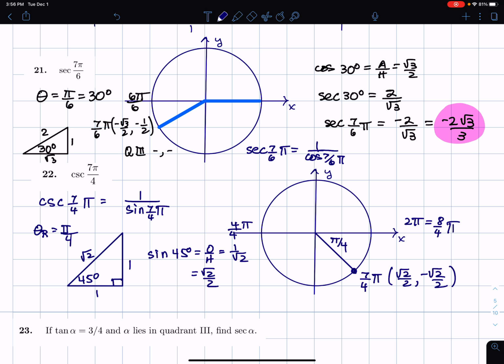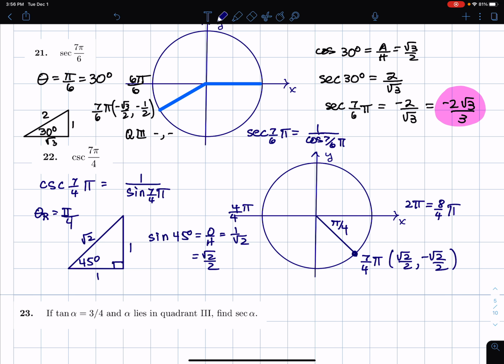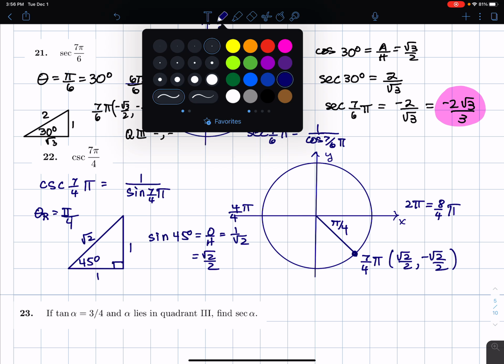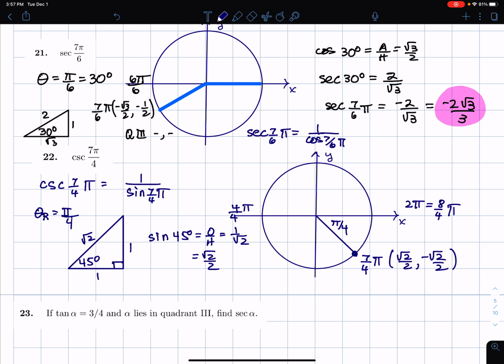I'm running out of space here, but let me also point out, if sine of 45 degrees is 1 over rad 2, I don't even necessarily want to rationalize the denominator because I'm going to take the reciprocal. Cosecant 45 degrees is rad 2. It's the reciprocal. And when I get to cosecant 7/4 pi, it'll have the same value, but it might be negative, and it is because of the quadrant in which it lies.